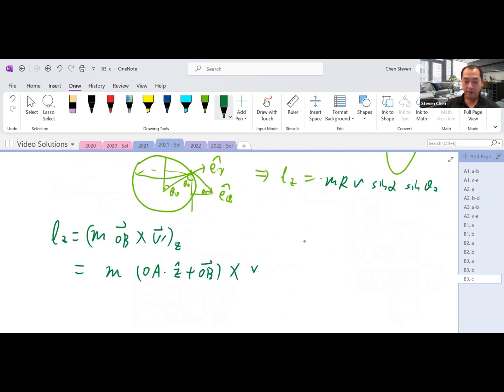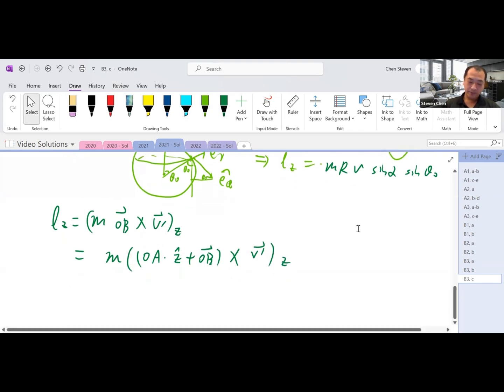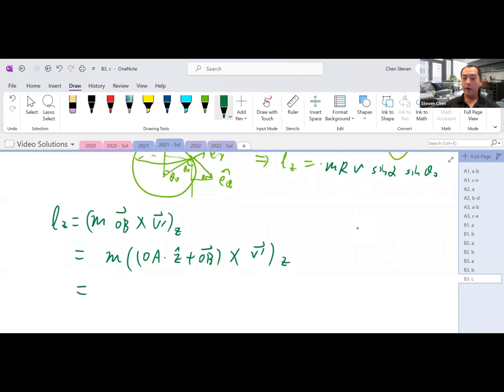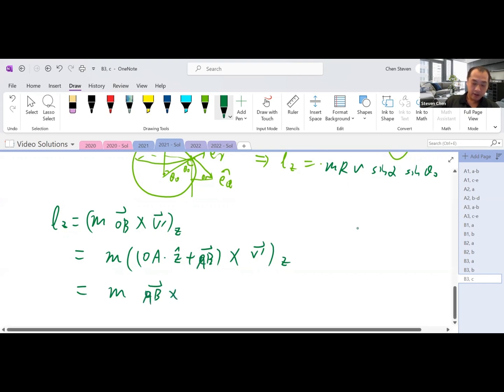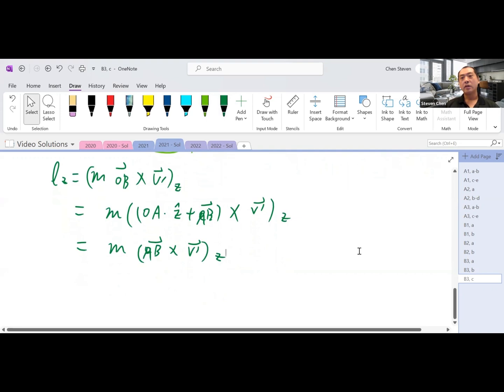Cross product B prime. Then we take the Z component. So for OA, it's already in the Z direction, so the Z component after doing the cross product with B prime is 0. So we just need to look at the cross product of AB cross product B prime. So how does this one look?